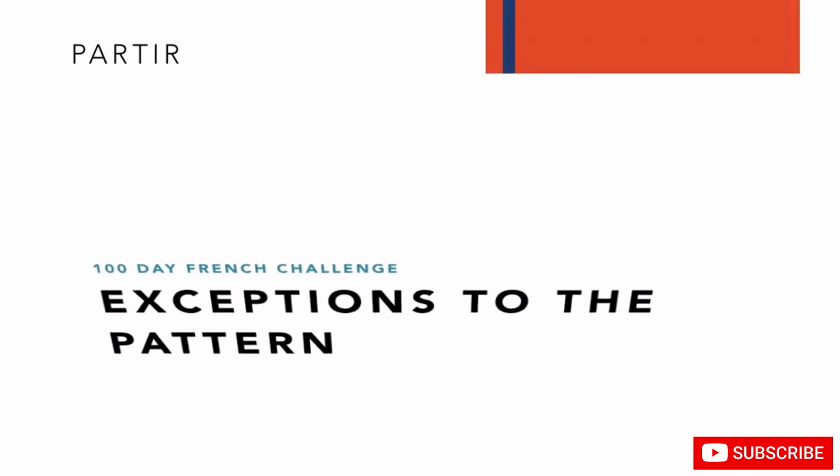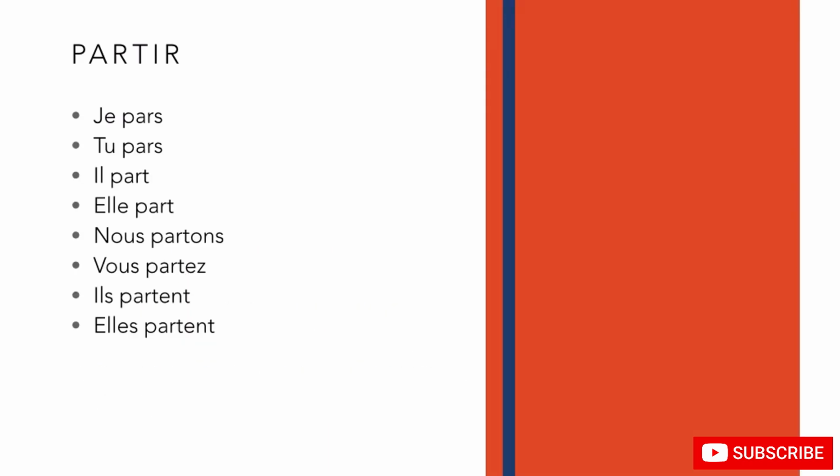Just a couple are partir, je pars, tu pars, il part, elle part, nous partons, vous partez, ils partent, elles partent. So you'll notice that partir is entirely irregular, and partir means to leave, like to depart. And then we have sortir, which also means to leave, but more so exit, like exit a building, whereas partir is like leave the house, like leave for a flight type thing. Je sors, tu sors, il sort, elle sort, nous sortons, vous sortez, ils sortent, elles sortent.